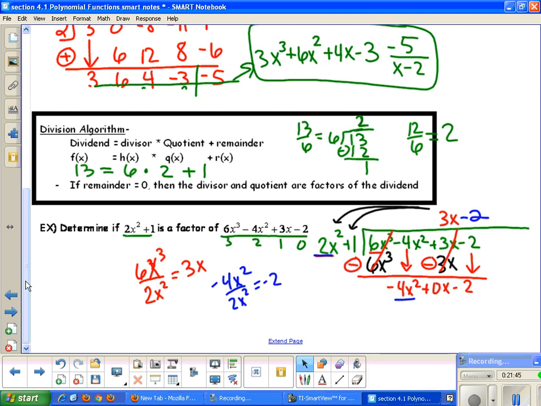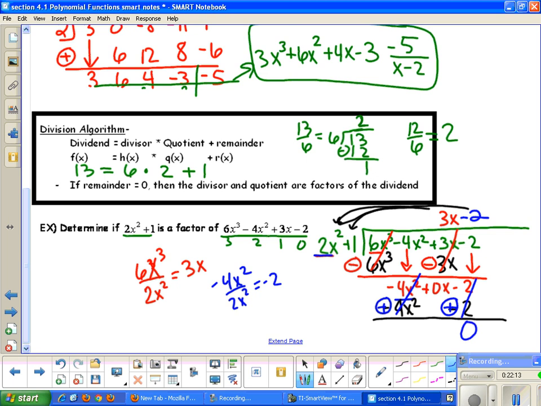Now I take that negative 2, and I'm going to multiply it by 2x squared, and then I'm going to multiply it by the 1. So negative 2 times 2x squared gives me negative 4x squared, which we did on purpose, and then negative 2 times 1 gives me negative 2. And then when I change the signs, this would be plus, and this would be plus. That cancels out, and 0x is just 0x. This cancels out, and I'm left with 0.